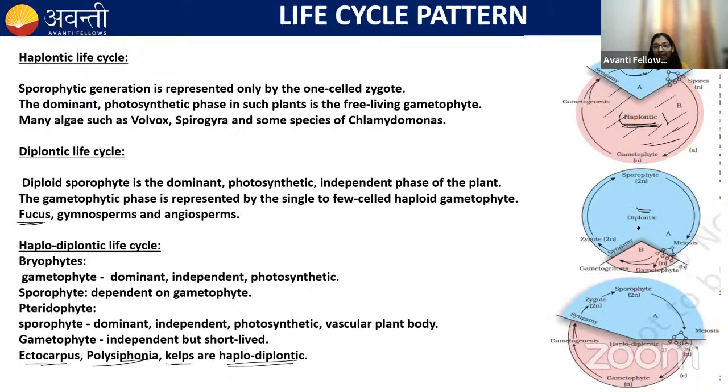The second picture shows you the diplontic life cycle. You can see the major portion is occupied by the diploid phase. And a small portion is occupied by the haploid phase. So we call this cycle the diplontic life cycle because the major portion is occupied by the diploid or sporophytic phase. The sporophytic portion is more as compared to the gametophytic phase. The diplontic life cycle you will observe in case of gymnosperm and angiosperm. Remember this. And Fucus, which is a brown alga, also shows a diplontic life cycle.